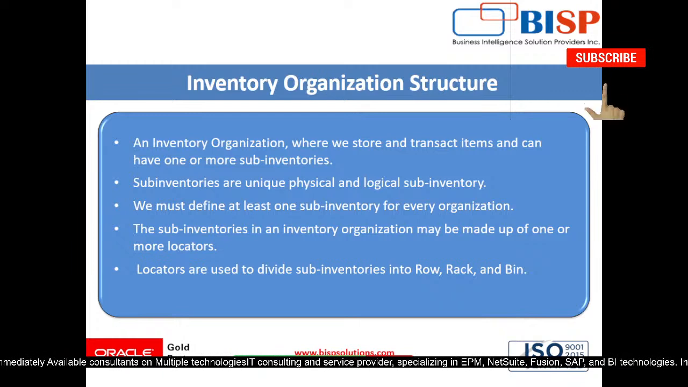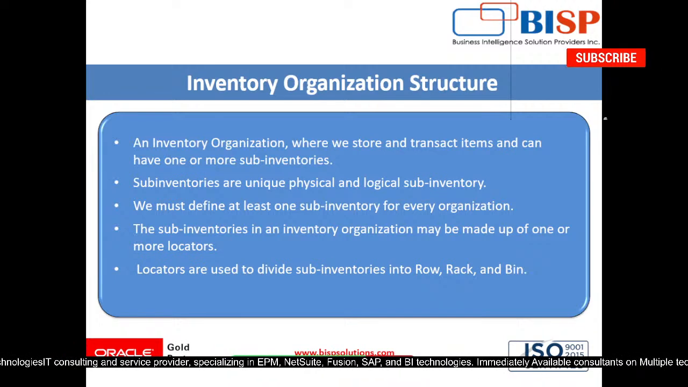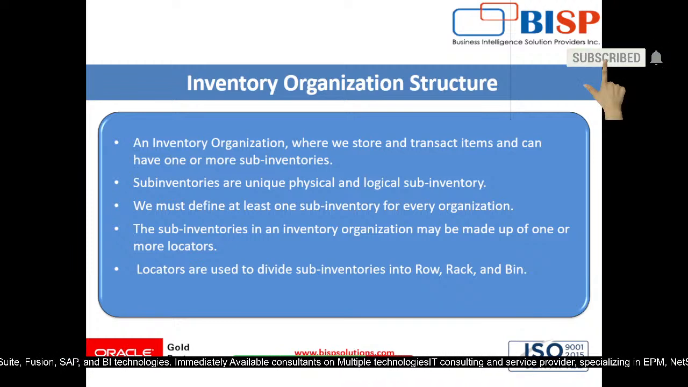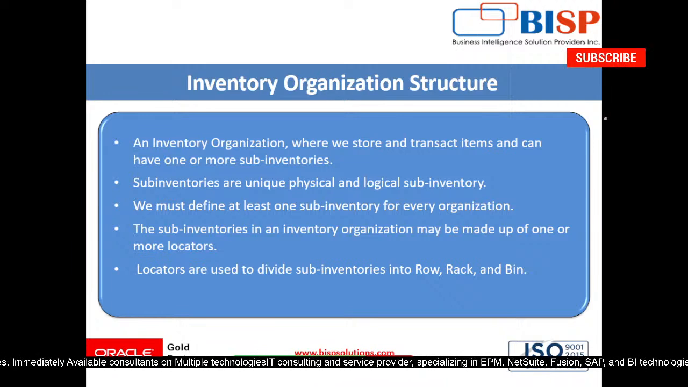And in the inventory organization, sub inventories may be made up of one or more locators. We can use the locators to identify the physical area where we store the inventory items so that we can track the item locator. The locator is further divided into row, rack, and bin to identify where the items are exactly located in our inventory, right?